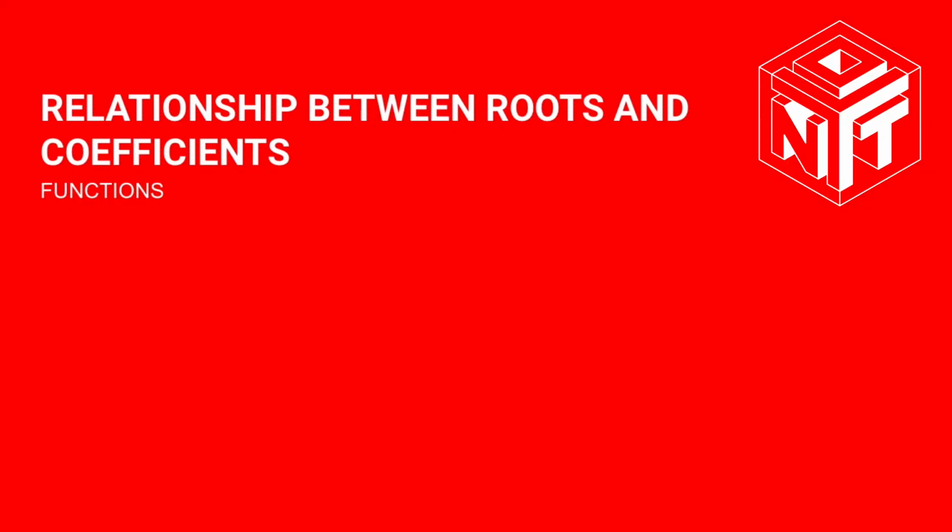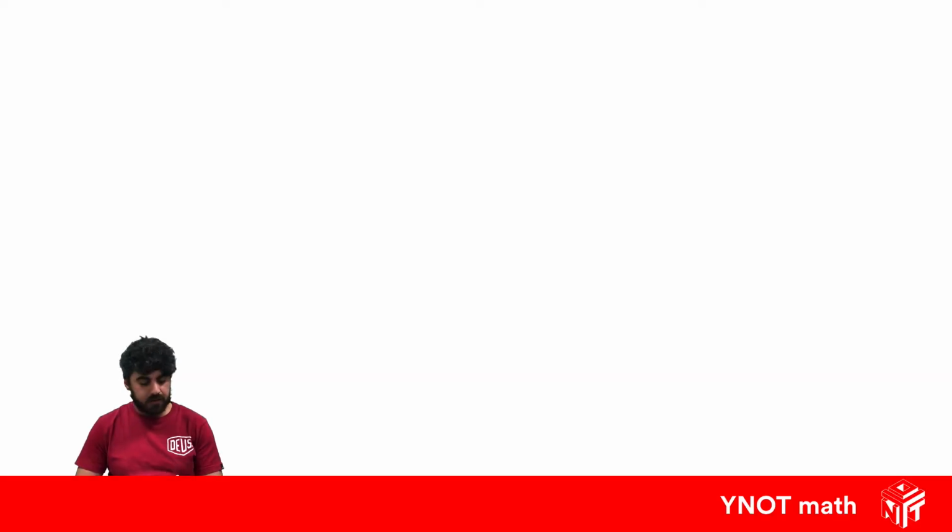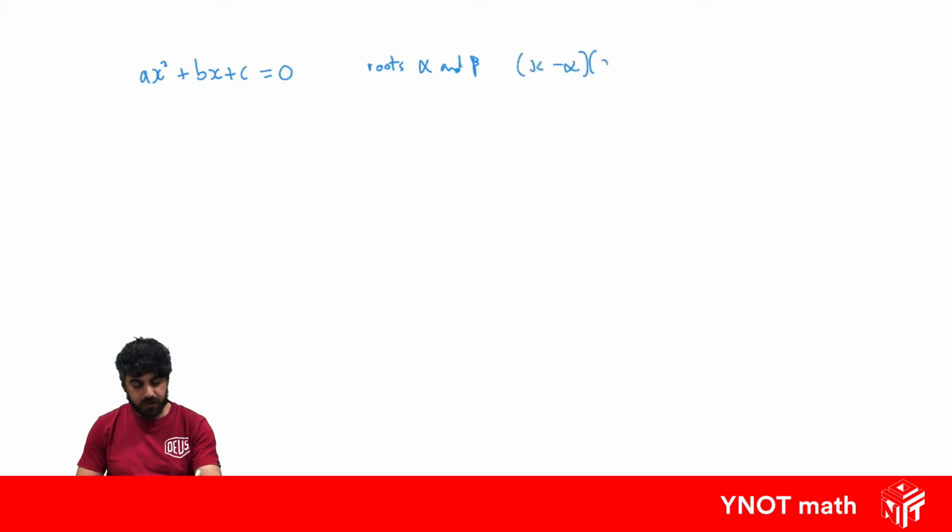Relationship between roots and coefficients. So we're going to start off by just looking at a generalized quadratic equation, ax squared plus bx plus c equals 0. And we're also going to look at, if we knew the roots of the quadratic equation were alpha and beta, the quadratic equation could also be expressed as x minus alpha multiplied by x minus beta equals 0 if the roots were alpha and beta.